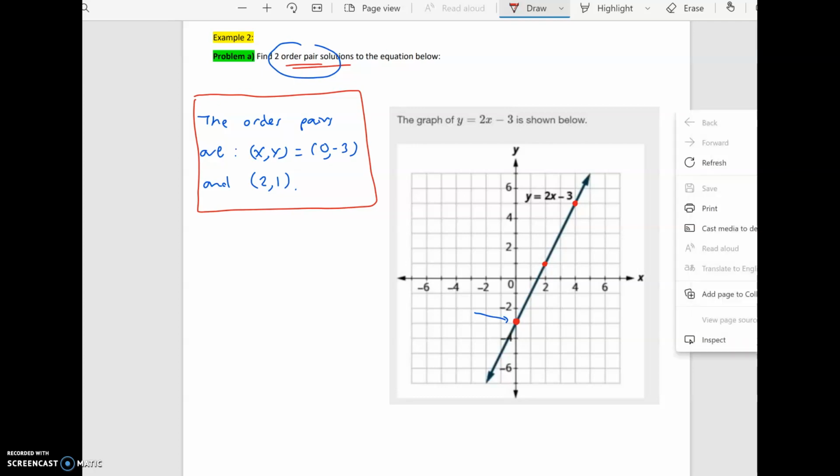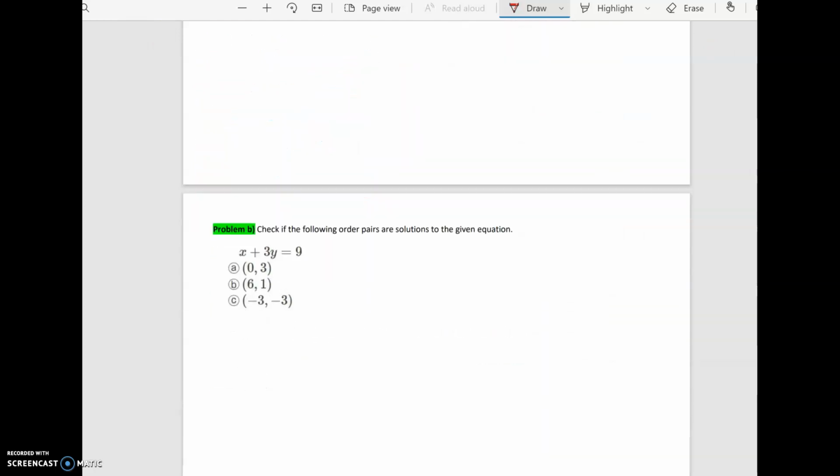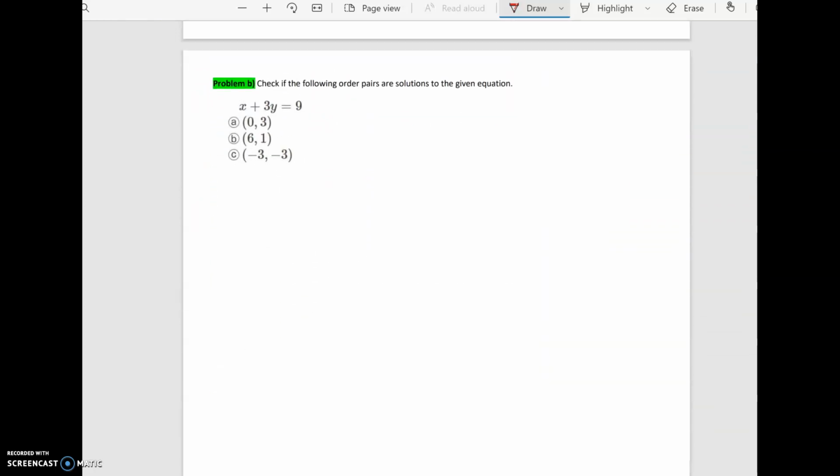Let's take a look at problem 2. So the second problem, it's problem B. They're asking the same question, but they want us to check if the given ordered pairs are solutions to the given equation. In this case, this is the equation, and you're given a total of 3 coordinate points. Now, they're going to be solutions if we plug them in and we find out that they give us a true statement. So that would mean that they're part of the actual line.